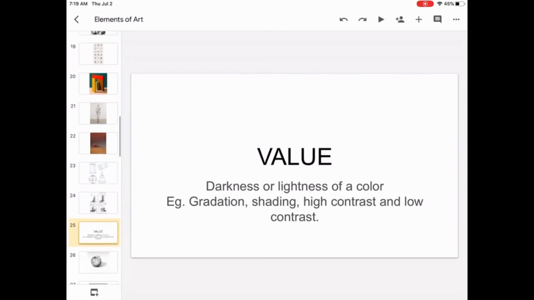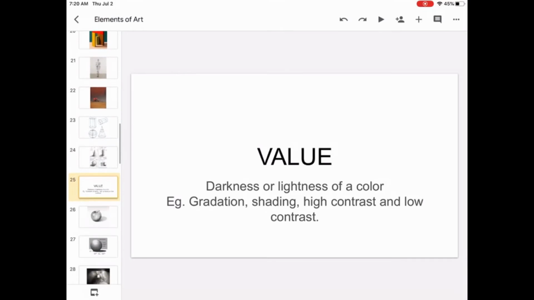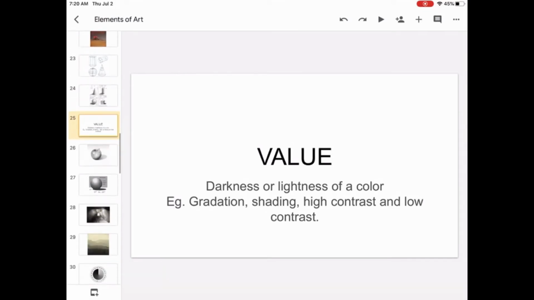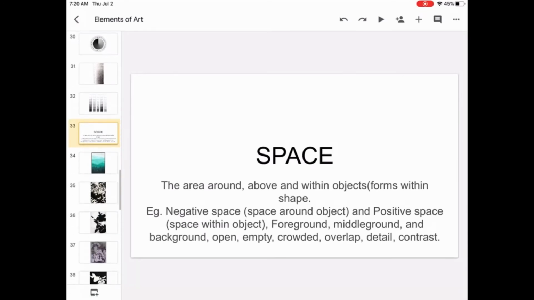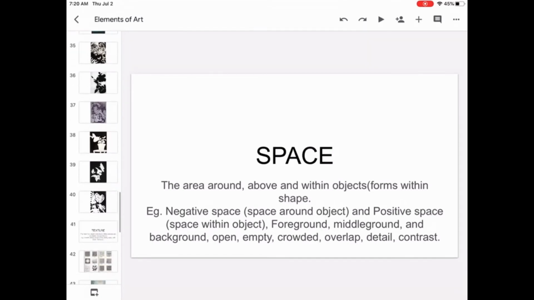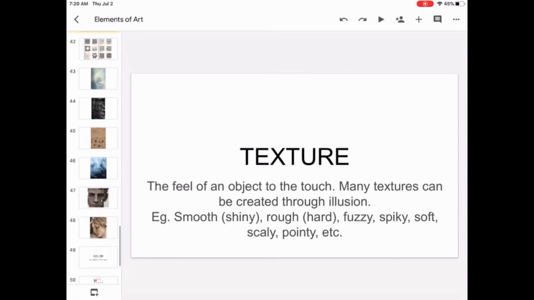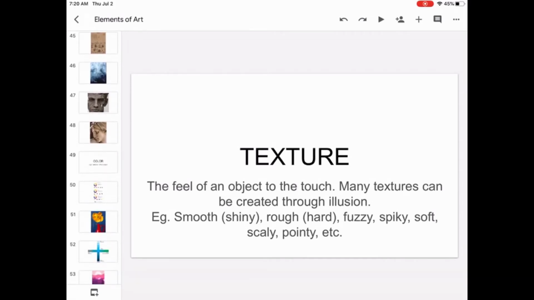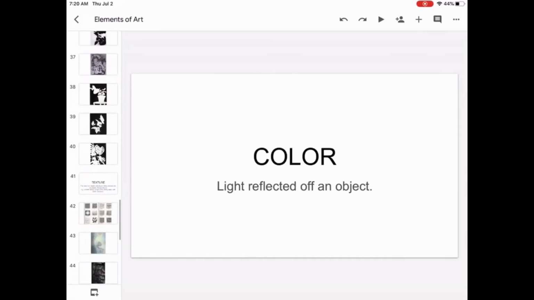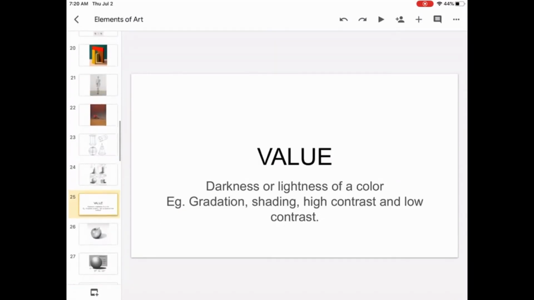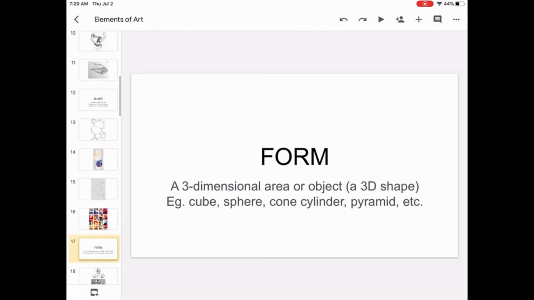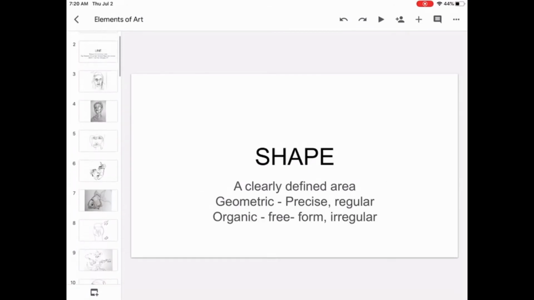Value, you create value by making your shapes look 3D, right? By shading. Then we have space, right? Think about landscapes and negative and positive space in the foreground, middle ground, and background. Then we have texture and color. Those are the 7 elements. Color, texture, space, value, form, shape, and line.